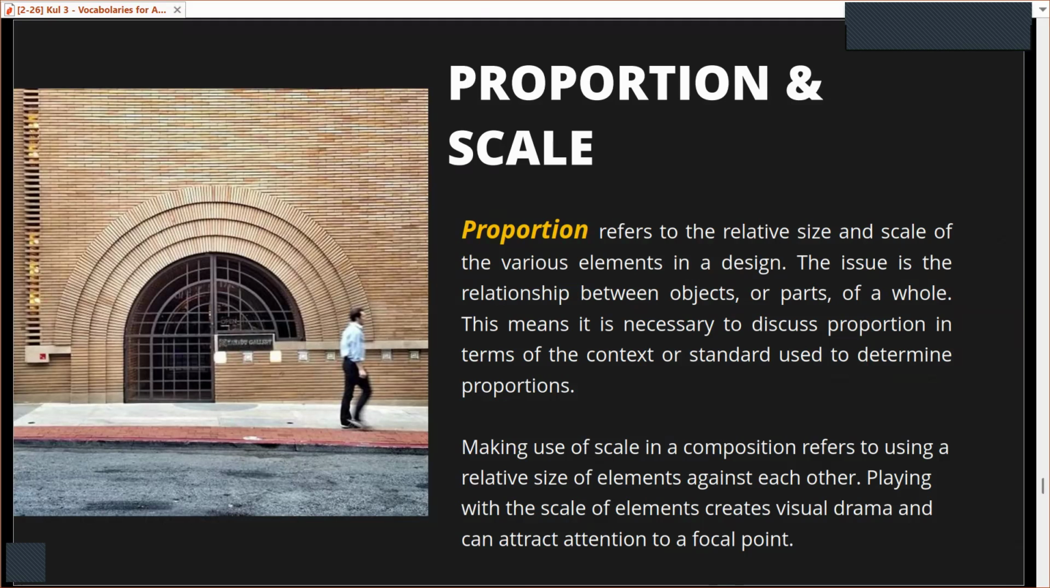Proportion and scale, this is also something you can discuss. Proportion refers to the relative size and scale of various elements in design. If we talk about the door here, the proportion of the height is probably not as gigantic as the width compared to the man standing there. Because one man here will probably be this height. But the width, so the proportion is rather wide than high, compared with the human object here. For proportion you need something to compare with, because this is relative. Relative meaning that you need to compare with something.